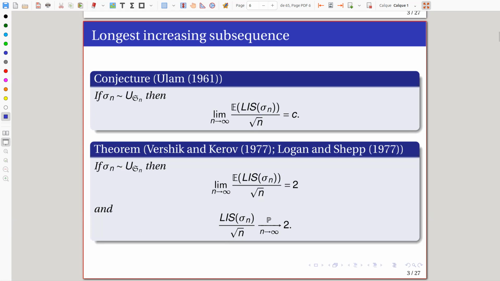The conjecture has been totally solved in 77. I will say a few words about the proof of Vershik and Kerov and Logan. Slim, yeah, I missed something. What is C? C is some constant. Any constant. Okay. The conjecture is that the limit exists. Okay. And so the C is exactly equal to 2. So the conjecture was solved in 77, and Vershik and Kerov and Logan proved that this limit exists, and they proved that the limit is exactly equal to 2. And they proved even better: this convergence holds in probability. It's not just that the average of the longest increasing subsequence behaves like c square root of n, but if you take a permutation at random, with high probability, you will have exactly 2 square root of n.